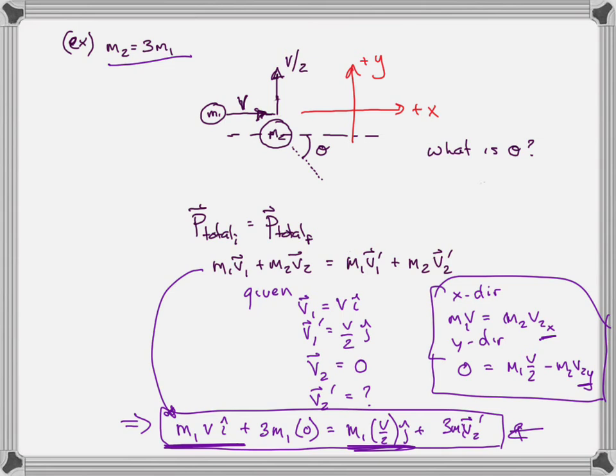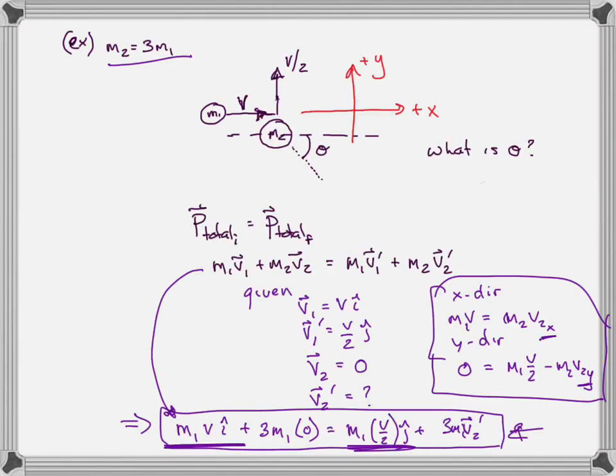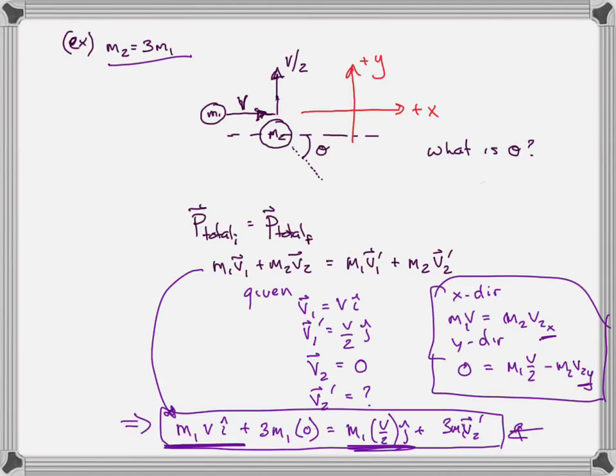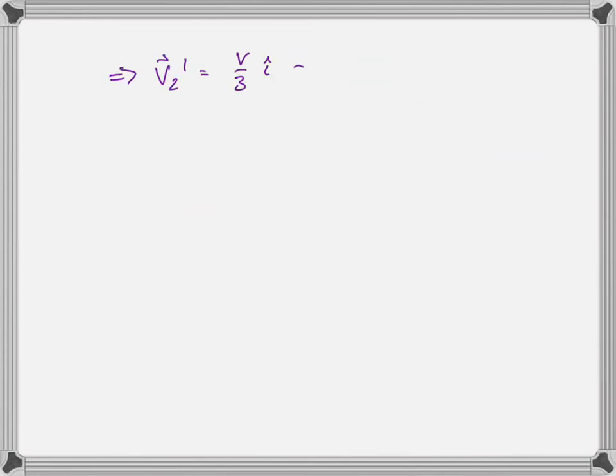We can go ahead and solve, therefore, for v2 prime by dividing both sides by 3m1 of that bottom equation. And so what we get is v over 3 in the x direction, v over 3 i, and then in the y direction we get minus v over 6. Minus v over 6 in the y direction. Just go ahead and do out those equations, and that's what you get.